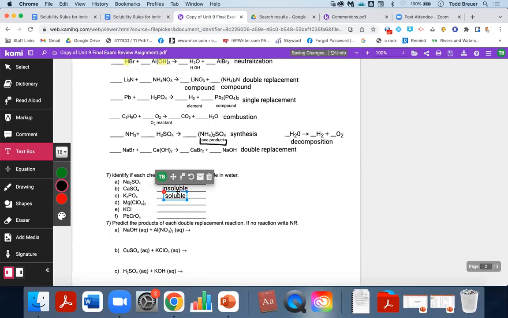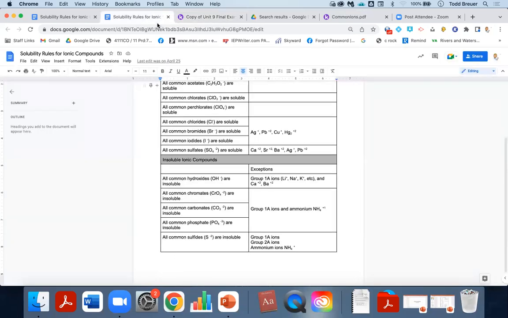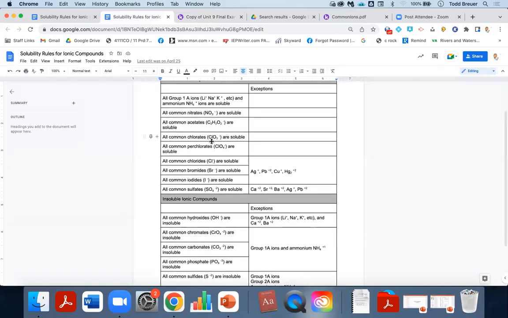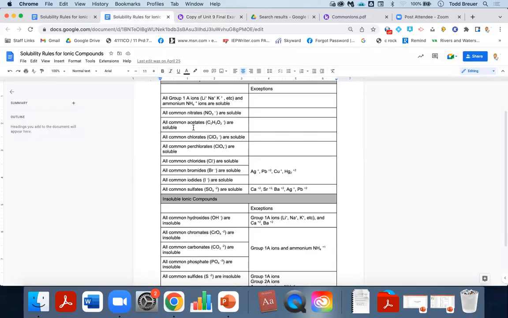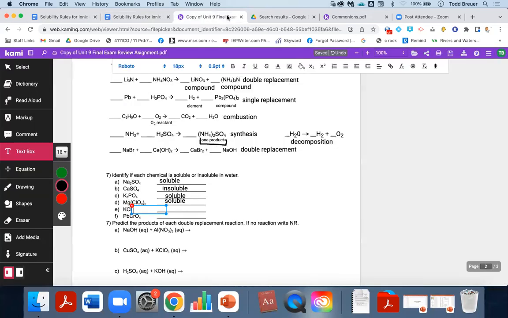So we'll look for the next example, ClO3, right? They're called chlorates. Look what it says, chlorates. All the common chlorates are soluble. It doesn't list any exceptions. So let's just call this guy soluble. Our next example, Cl, those are called chlorides. Look what it says about chlorides. So our chlorides, all common chlorides are soluble unless it's silver, lead, copper, or mercury. So this is not an example of silver, lead, copper, or mercury. This is potassium. So we can assume this chloride is soluble.